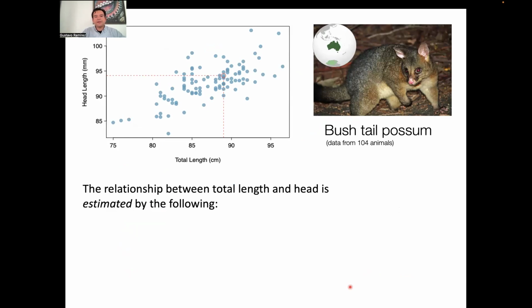So what we have here is again a bunch of observations of these bush-tailed possums. I mean, they look super cool.